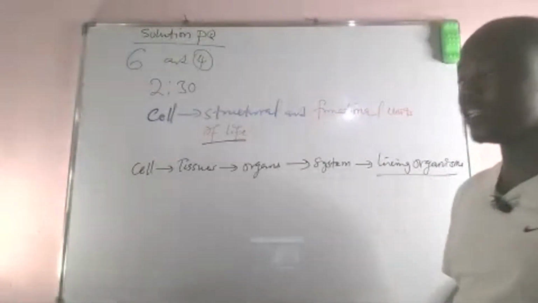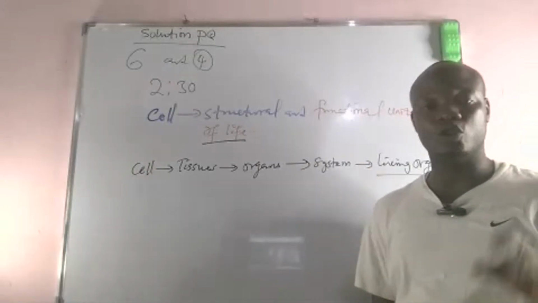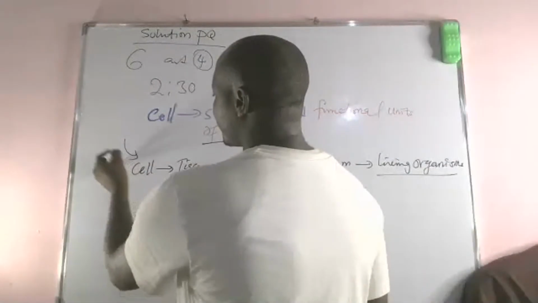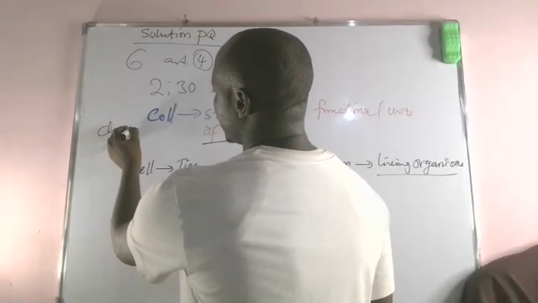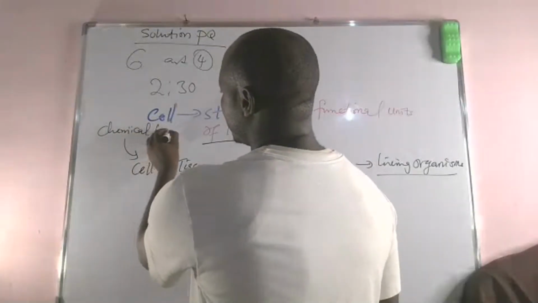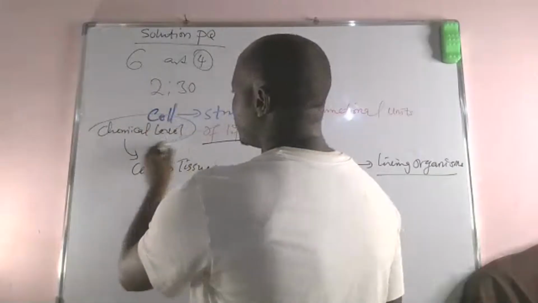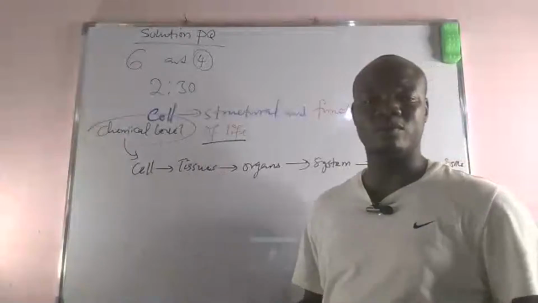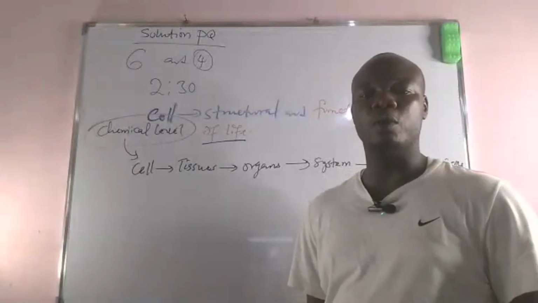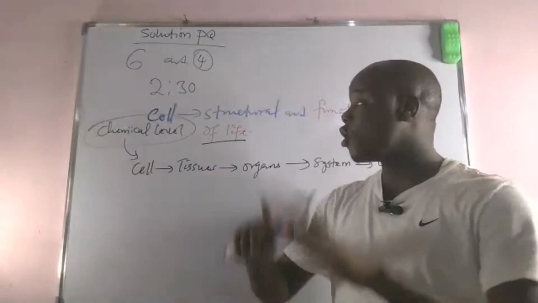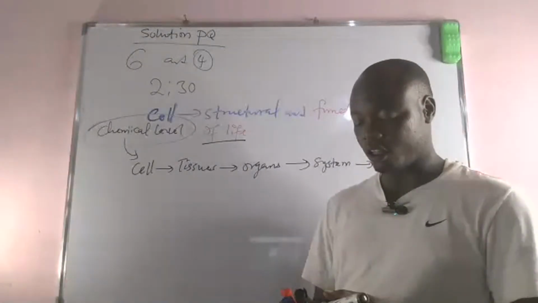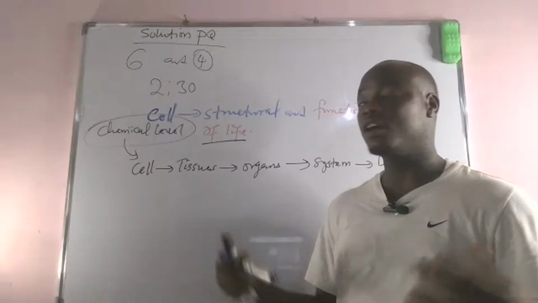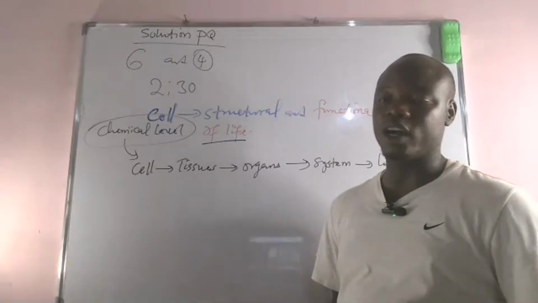But remember, ladies and gentlemen, life doesn't start only from a cell. It started from the chemical level. In one of my videos, I told you that life started from atoms. Atoms form molecules. Molecules form complex molecules like carbohydrates and proteins, and these form supramolecular complexes and the organelles of a cell.